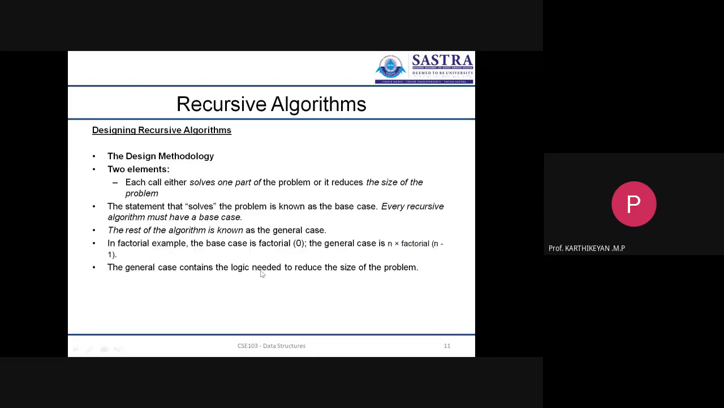The general case contains the logic needed to reduce the size of the problem. So in any recursive algorithm there will be two parts. The first part solves the problem, and the second part reduces the size of the problem. The part which solves the problem is known as the base case, and the rest of the algorithm is known as the general case. In the factorial example, factorial of 0 gives 1, it is the base case, and the rest of the algorithm, n into factorial of n minus 1, is the general case.